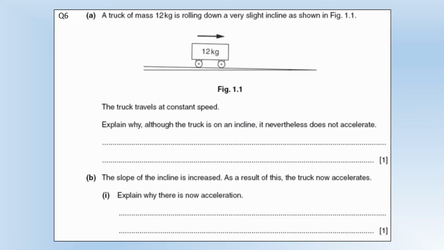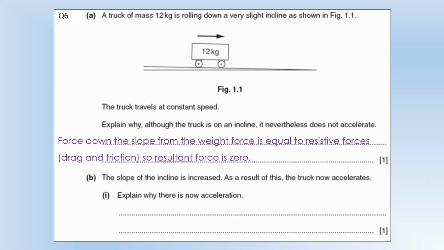Okay, so a truck of mass 12 kilograms is rolling down a very slight incline as shown. The truck travels at constant speed. Explain why, although the truck is on an incline, it nevertheless does not accelerate. So the weight force of the truck is trying to accelerate it, so there must be a force acting against it if it's not accelerating, and that's going to be drag and friction. And they together must be equal to the force down the slope from the weight force, so the resultant force is 0.